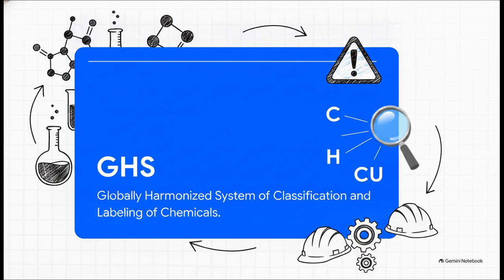Now, as engineers, you're going to encounter hazardous chemicals all the time. The whole purpose of GHS is to give us a unified, standardized method to instantly identify those chemical hazards and communicate them with crystal clarity across literally any workplace. It's like a universal language for safety.